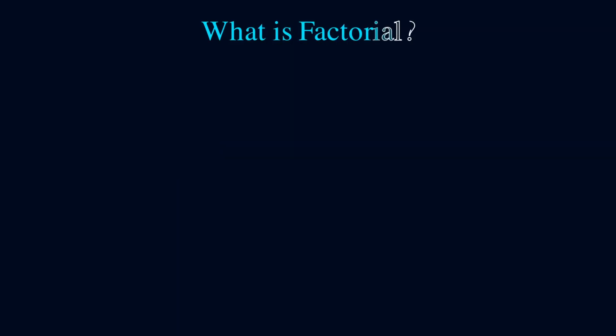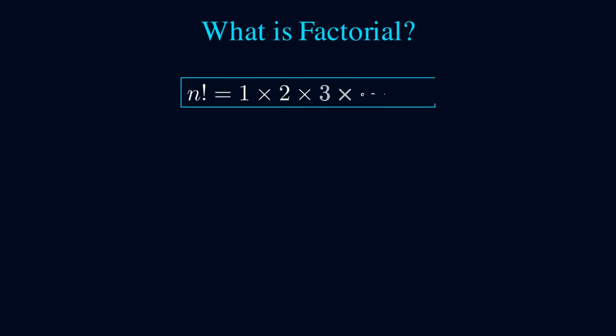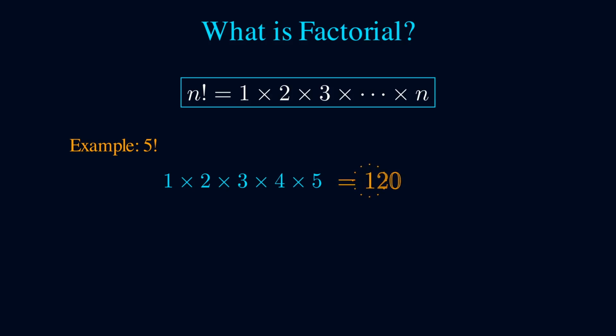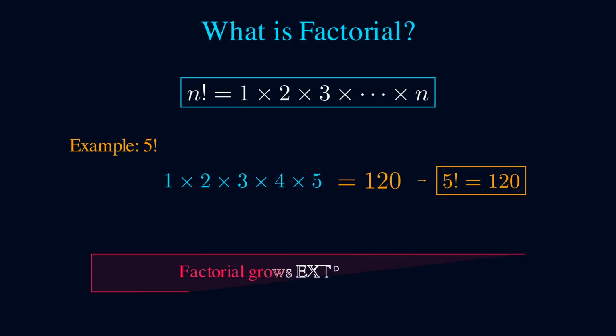What exactly is a factorial? N factorial, written as n exclamation point, means multiplying all integers from 1 up to n. For example, 5 factorial equals 1 times 2 times 3 times 4 times 5, which is 120. The important thing to remember, factorial grows extremely fast, faster than exponential functions.